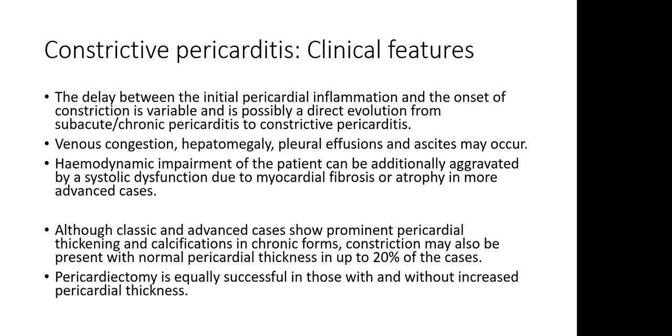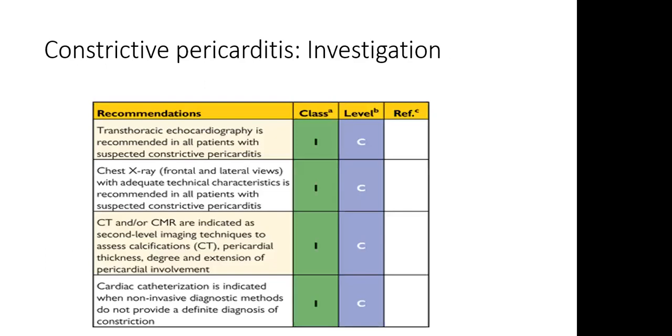Okay, I think we are familiar with most of them, so let me just move forward to investigation for constrictive pericarditis. Transthoracic echo is also a class 1 recommendation. Chest X-ray with frontal and lateral views with adequate technical characteristics is recommended in all patients with suspected constrictive pericarditis, and CT and CMR are indicated as second-line imaging techniques to assess calcifications, pericardial thickening, and the degree and extension of pericardial involvement. And cardiac catheterization is also indicated when non-invasive diagnostic methods do not provide a definite diagnosis of constriction.